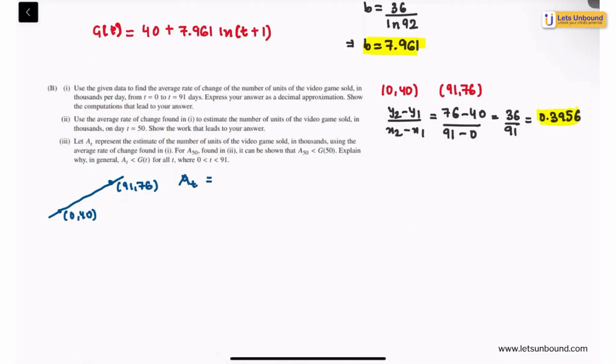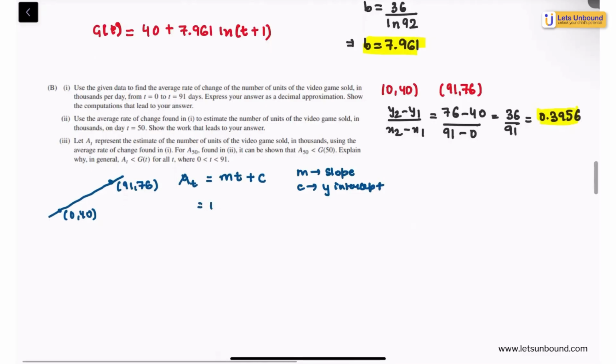So average rate of change, or the approximation for this line, will be represented as m t plus c, where m is the slope of the line and c is the y-intercept, because this is a general equation for a linear line. Now we have m, which we calculated in the previous part, as 0.3956, so 0.3956 t, and we also have the value of the y-intercept from the point (0, 40), so we can say 40. Now this is the average rate of change line, which is 0.3956 t plus 40.